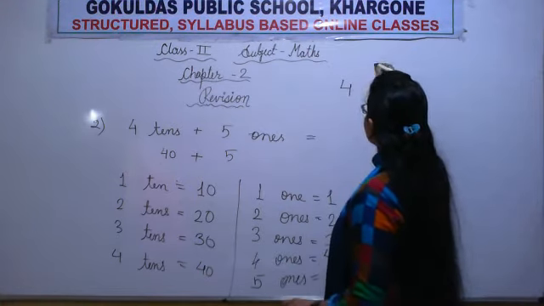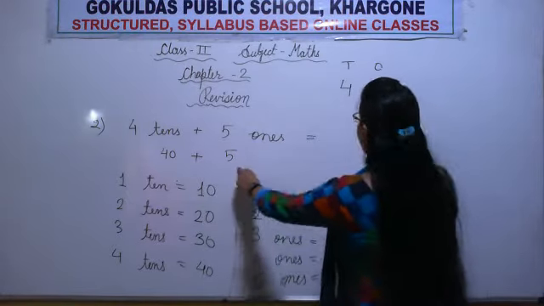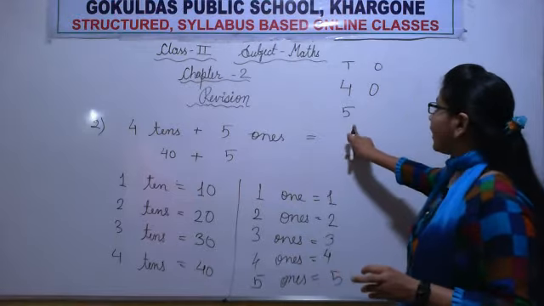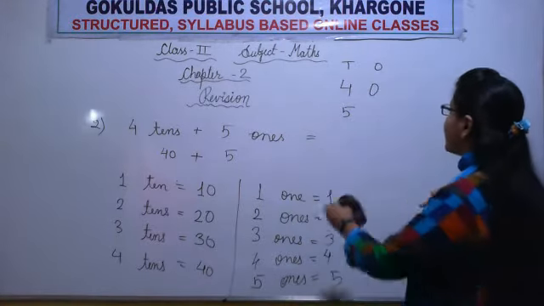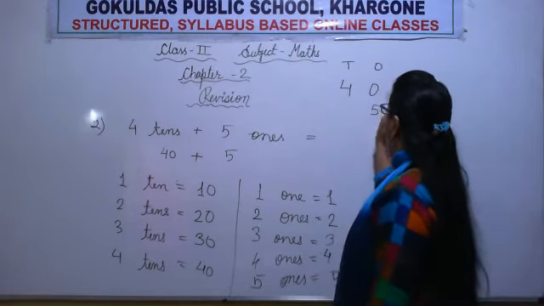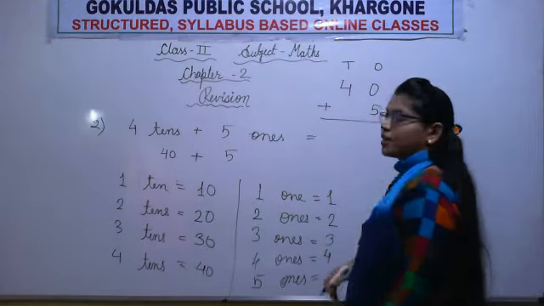Now let's add 40 and 5 here. 40, 4 tens and 0 ones, and 5. Only ones. We will not write 5 here. If we write 5 here, it means 5 tens. But we have 5 ones, so we will write 5 below ones. Now let's add 0 plus 5.